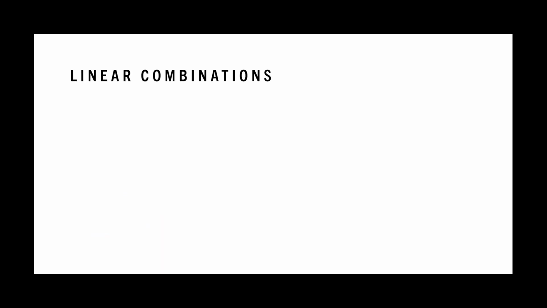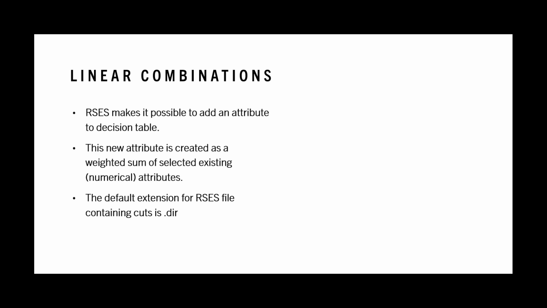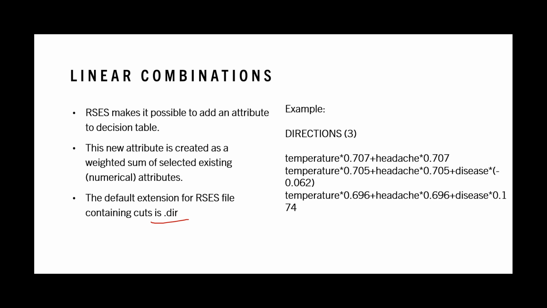The third method, linear combinations. Linear combinations make it possible to add a new attribute to the decision table. This new attribute could be a derived attribute that is formulated using the existing attributes. And all the linear combinations are stored in a file with the extension .dir. In this example, we see that there are three linear combinations, that is, three directions. Coming to the first row, it says that temperature times 0.707 plus headache times 0.707 would lead us to a new derived attribute.